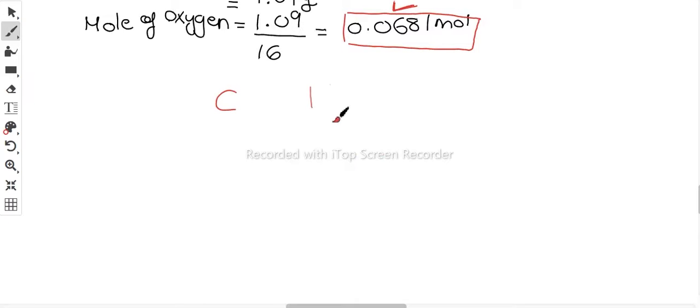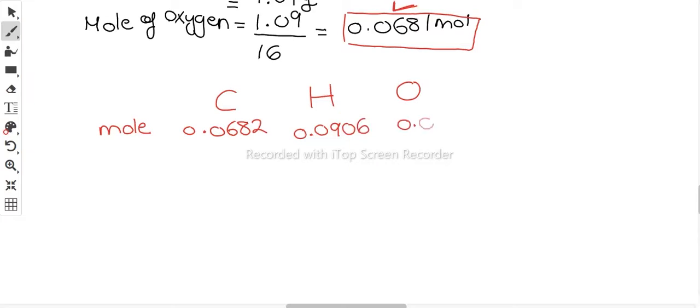So I'm going now to put my carbon, my hydrogen, and oxygen. I'm going after that to put the mole number. So it is 0.0682. For the hydrogen, it is 0.0906. Finally, it is 0.0681. I'm going now to divide over the smallest mole.